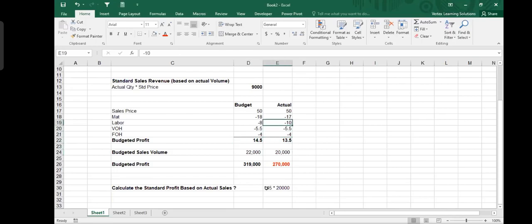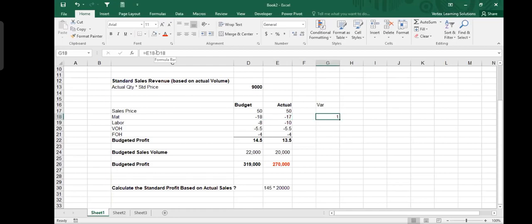Now there are variances actually. If you see here, you have variances. These are your variances. How do we calculate? This is my variance. For example, my material cost should have been 18. It is 17. So there is $1. Sorry, I should take this one minus this one. There is $1 favorable variance because you budgeted 18, but you spent 17.